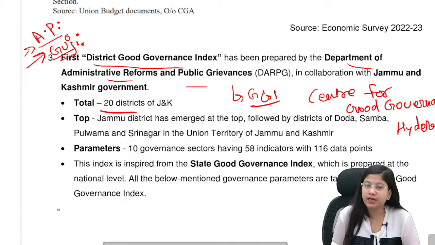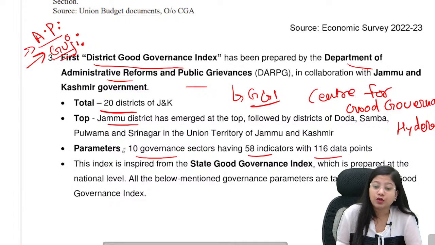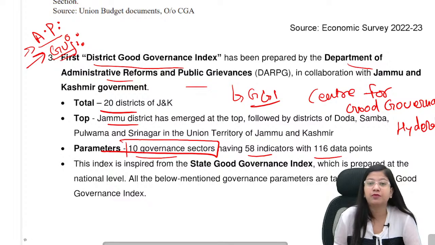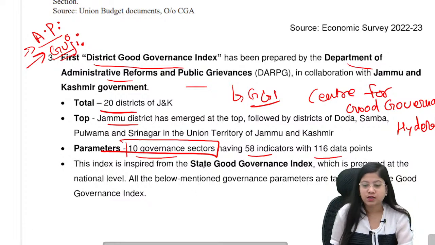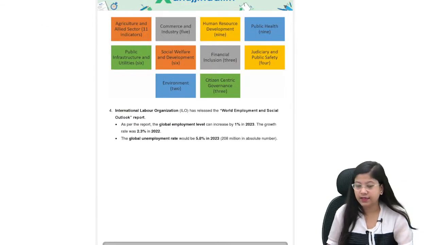Moving ahead, 20 districts in Jammu Kashmir were covered. Jammu district topped, and 10 governance sectors having 58 indicators and 116 data points were used. These are the 10 governance sectors which have been taken from the Central Good Governance Index. It is written here only. So, these are the 10 sectors.